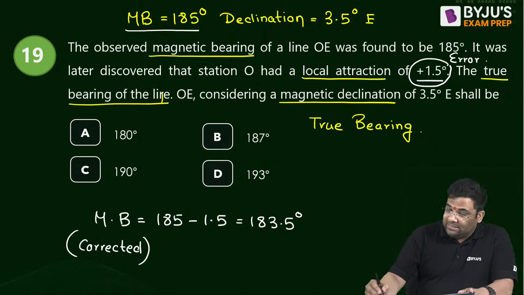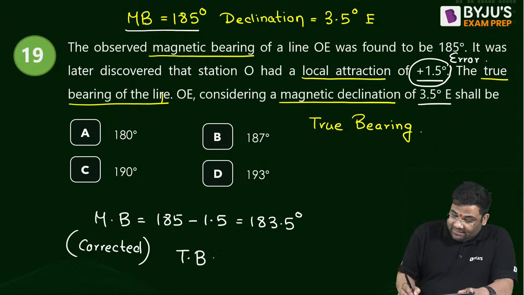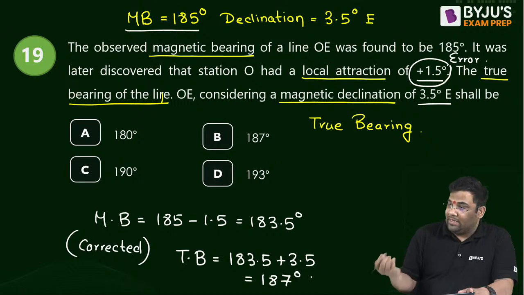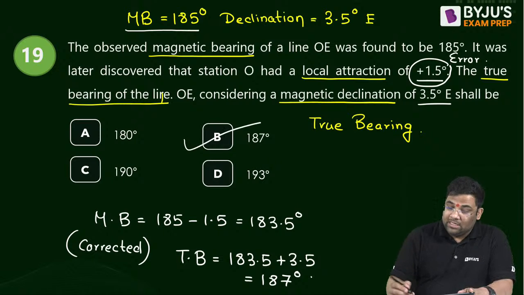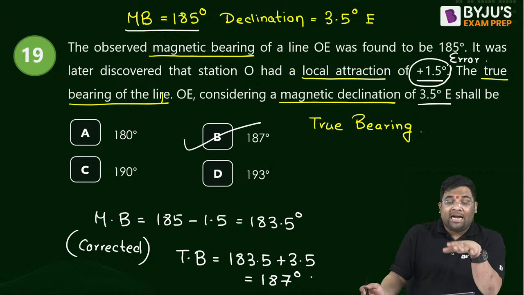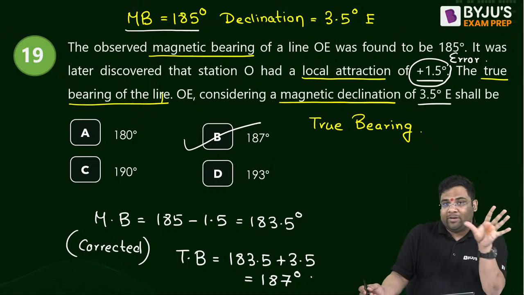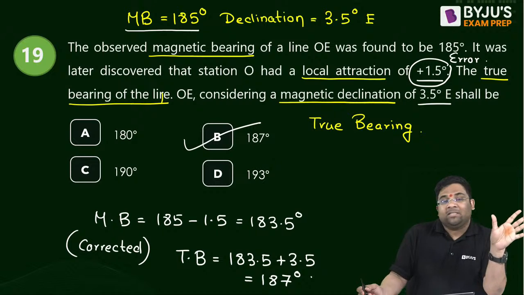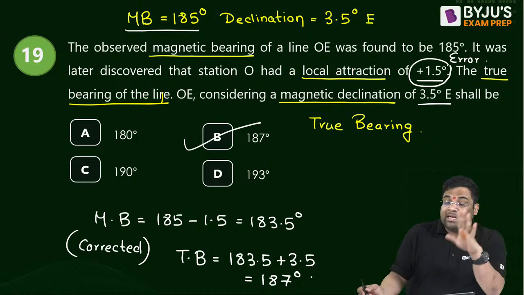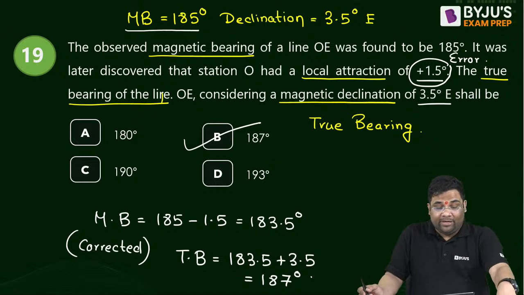Now you see the declination is in east. So whenever the declination is in east, we add the declination to the magnetic bearing to get the true bearing. So whenever it is in west, we subtract, and whenever it is in east, we add. I've explained this in detail when I taught you compass surveying a few days back. There I taught these things in detail. You can see that video.